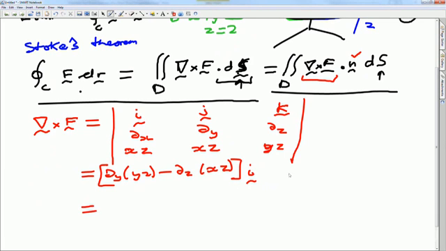Let's work it out. I mean, there's a few more terms here. So del y of yz is going to be equal to just z. Del z of xz is going to be x. We've got all right. So it's going to be z minus x i.